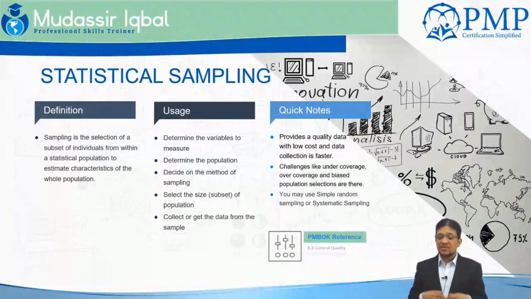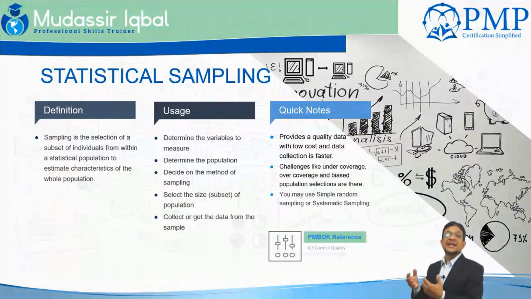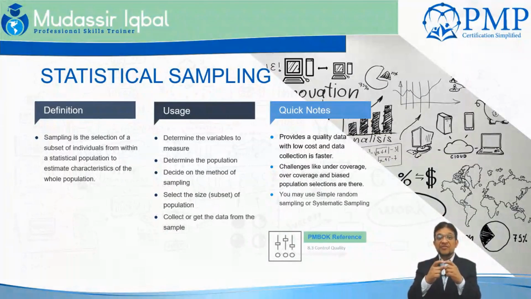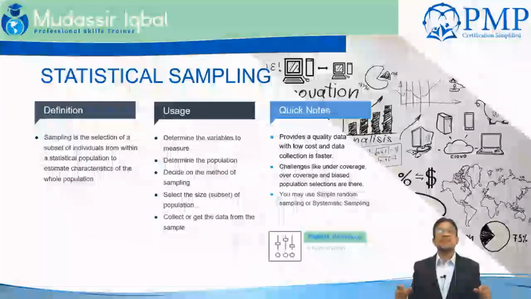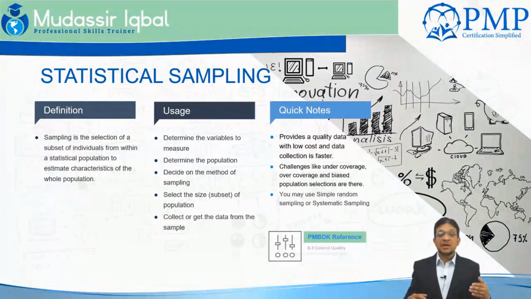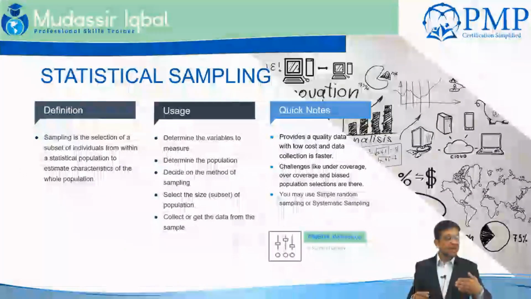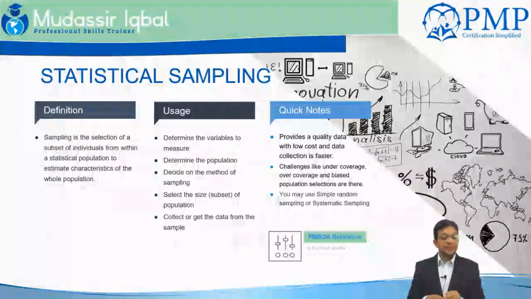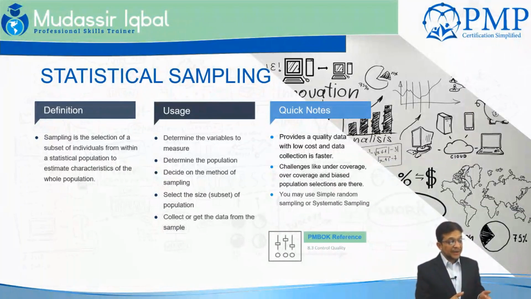Determine the variables to measure. From the beginning, we have to move away from qualitative terminology. We have to move away from my word against your word. We have to move away from what is my understanding of good and what is your understanding of good. We need to put clear, measurable figures. So determine the variable to measure, determine the population, describe the method of sampling, select the size, collect and get the data from the sample. It is largely used for quality.